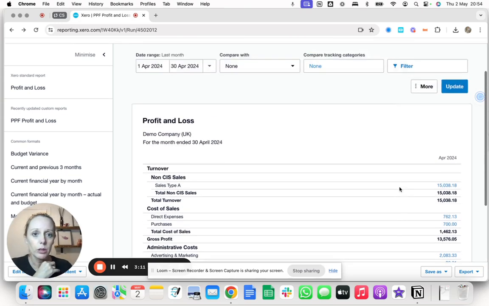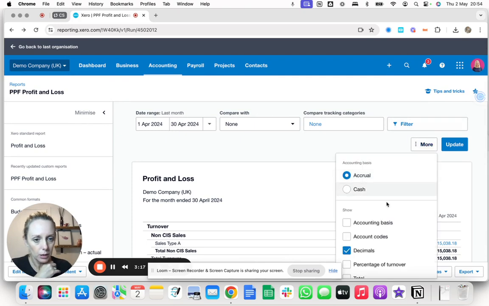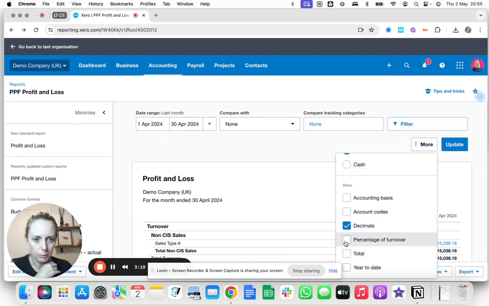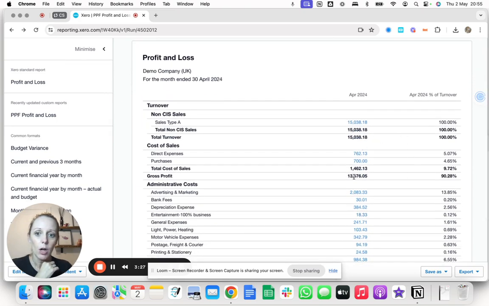What you can also do is put in the percentage of turnover. What this does is this then gives you your margins. So your gross profit margin is 90%, which is really, really good. We'd expect to see those sort of gross profit margins for service-based businesses, and anything between 90 to probably 75, 80 is a really, really good gross profit for service-based businesses.